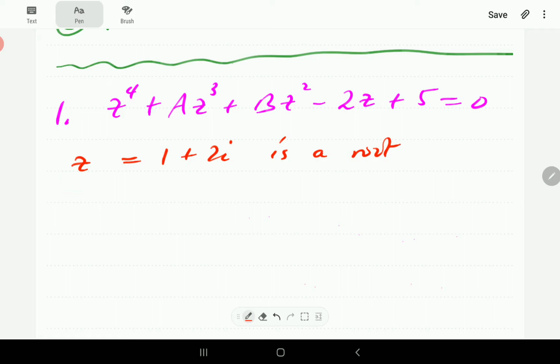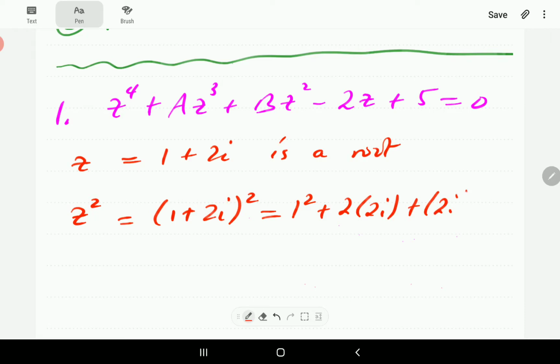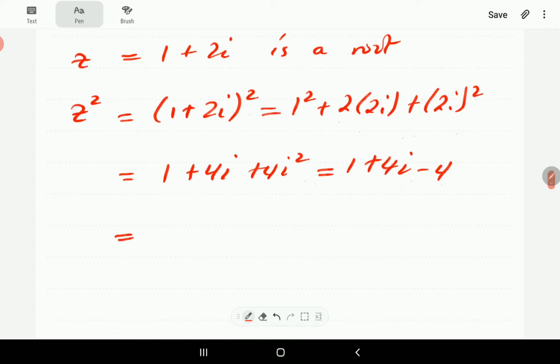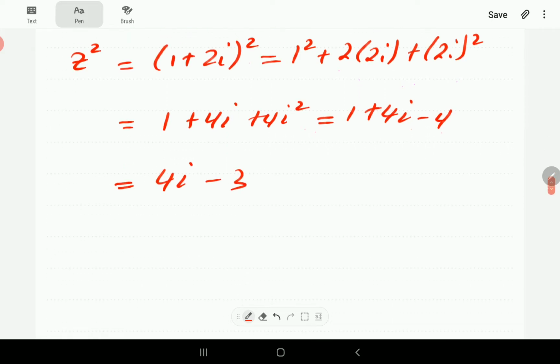So z we already know, so we need to work out z squared, z cubed, and z to the power 4. So z squared is going to be 1 plus 2i all squared. So it's going to be 1 squared plus 2 times 2i, and then plus 2i squared. So this is going to be 1 plus 4i plus 4i squared. Well, i squared is negative 1. So this is 1 plus 4i minus 4. So this is 4i minus 3. So that's going to be z squared.